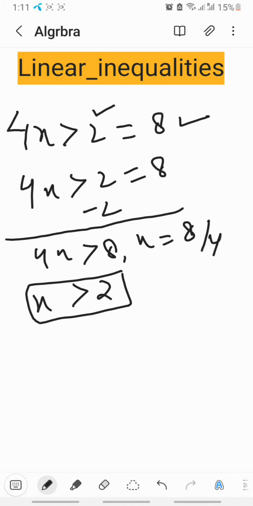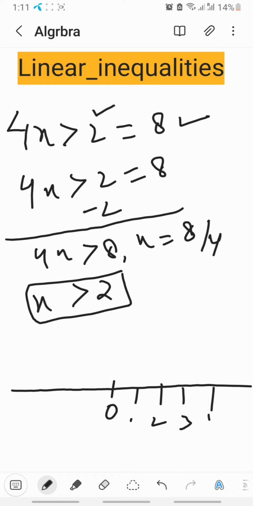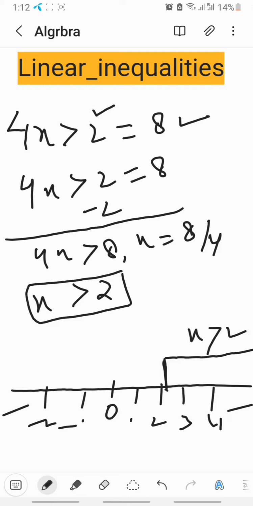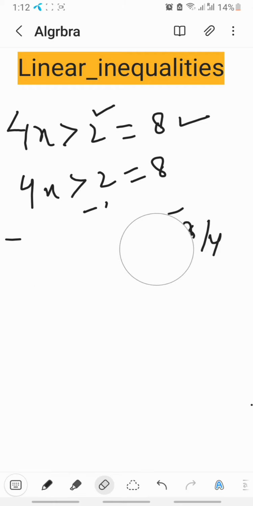How will we draw x > 2 on the number line? Suppose this is the origin 0, then 1, 2, 3, 4 and so on, and negative 1, negative 2 and so on. In this inequality x > 2, we start the number line from 2. X is greater than 2. Hope you understand this. We will move toward the next question.